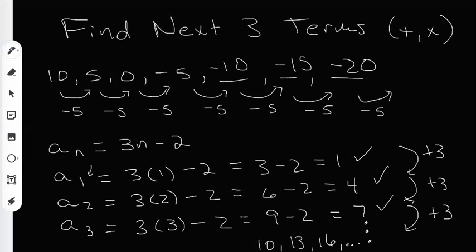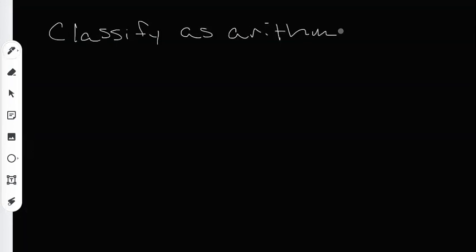So then what's going to happen is you're going to have to classify it. I'm going to give you a sequence, and you're going to tell me whether it's arithmetic or if it's geometric. Or it could be neither, right? It could have no pattern at all. So let's look at this next problem that I have. Classify as arithmetic, geometric, or neither.